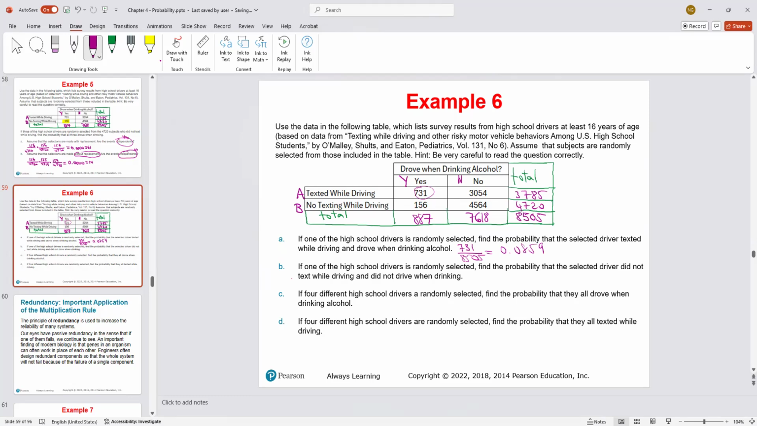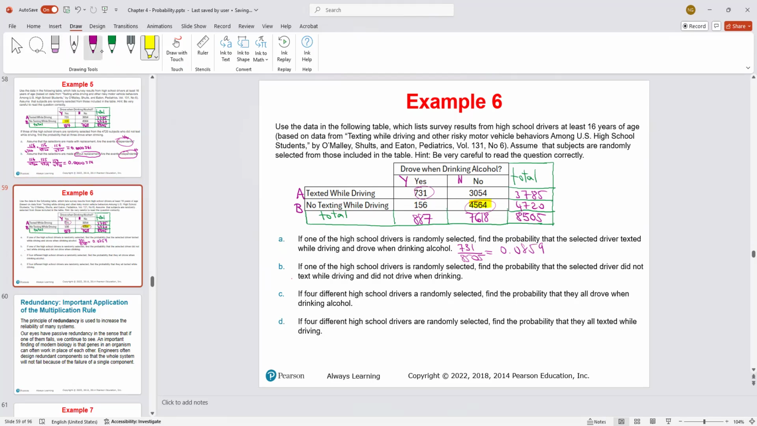Number B. If one of the high school drivers is randomly selected, find the probability that the selected driver did not drink alcohol and did not drive when drinking alcohol. Okay? Did not text, did not drink. So did not text, did not drink. The answer would be that big 47. That's the number here. Did not drink. As I said, this is this number.